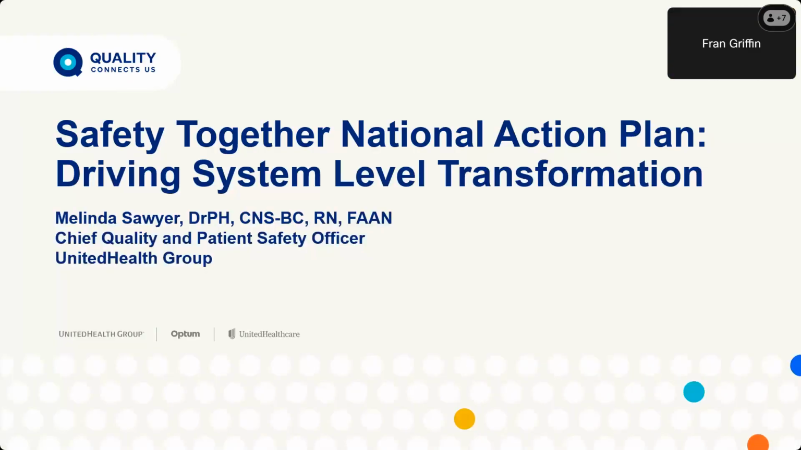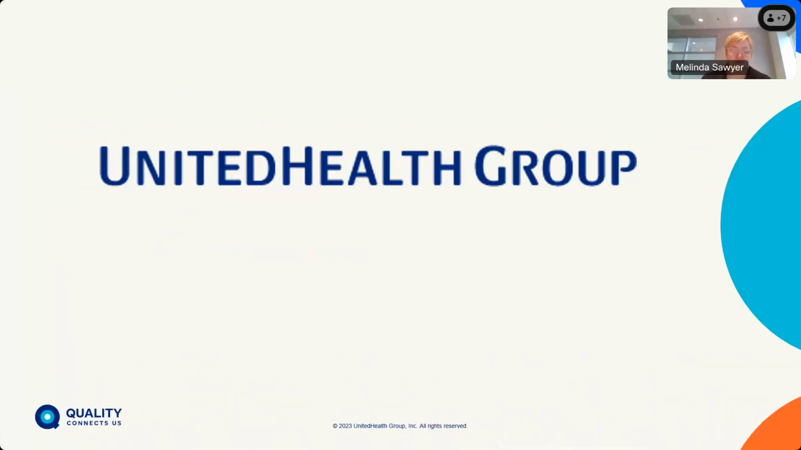Thanks, Fran, and thanks everybody for the opportunity to share our journey on our National Action Plan work. So next slide. So in United Health Group, we are, as Fran mentioned, a very large healthcare organization. We have approximately 440,000 employees, and we serve a little over 150 million people, and we have the honor to serve them. But just for clarity, United Health Group has two main companies: United Health Care, which is a traditional payer space in the United States.